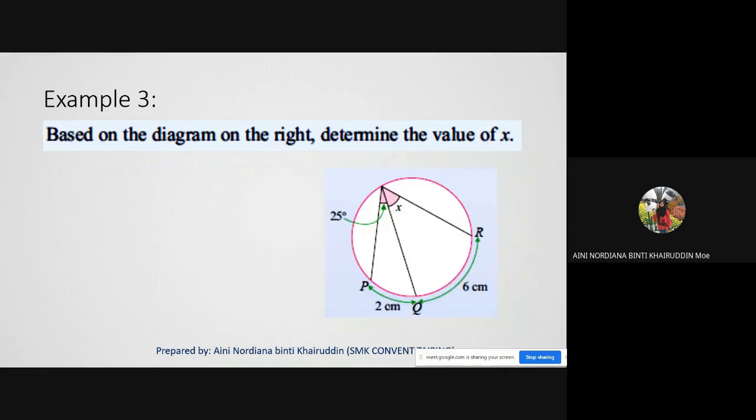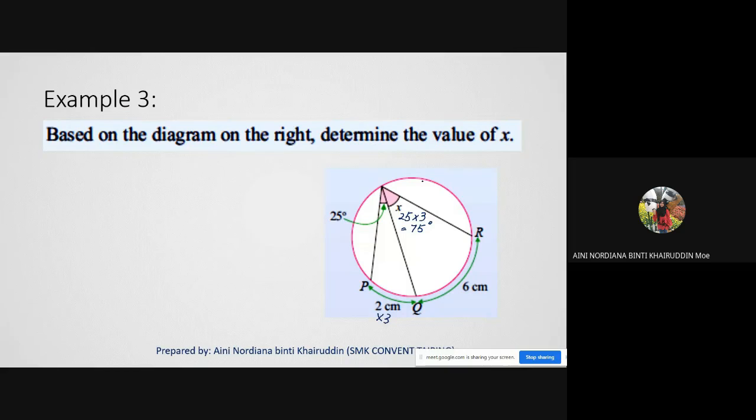Okay, example 3. What is the value of X? 75 degree. Yeah, 75 degrees. You boleh tengok this arc is 2 cm. This QR is 6 cm. So it's actually 3 times. So the angle also 3 times. So 25 times 3 equals to 75 degree.